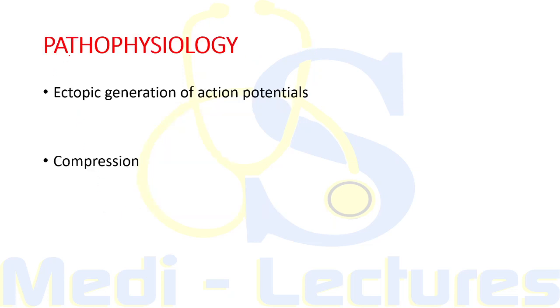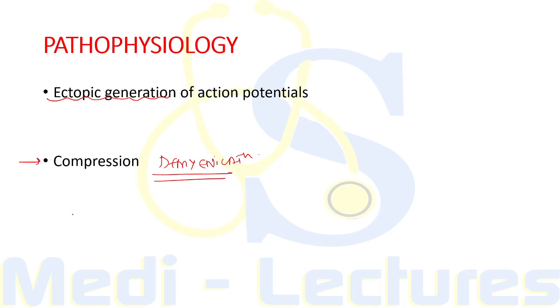Now coming on to the pathophysiology, the symptoms of trigeminal neuralgia result from ectopic generation of action potentials in the pain sensitive afferent fibers of the nerve root. These ectopic signals are generated just before the nerve enters the lateral surface of the pons. If there is any compression or other pathology in the nerve, this leads to demyelination of the large myelinated nerve fibers.